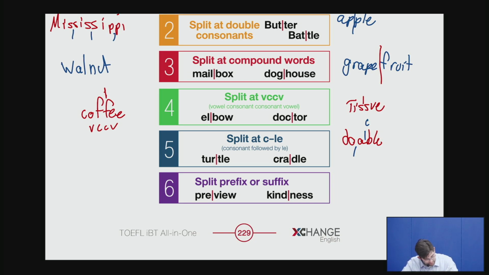Another example for this is the word hurdle. If you don't know what a hurdle is, it's something you jump over. So hurdle, once again, if we look at our pattern, consonant LE, and it splits right there. So we have hurdle as 2. Hurdle, 2 syllables.